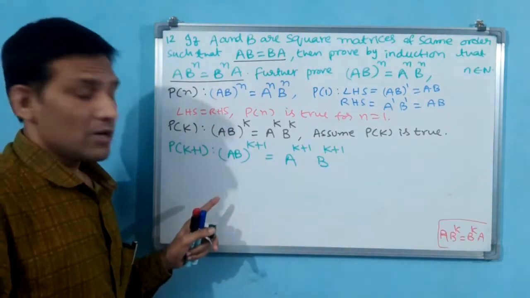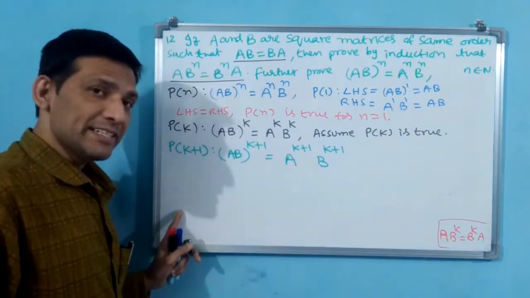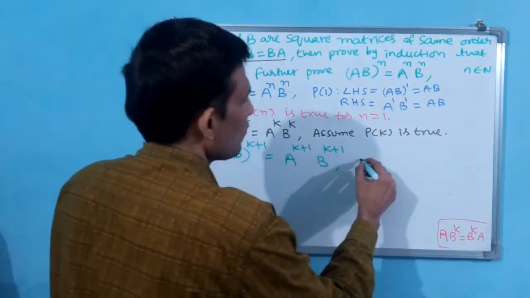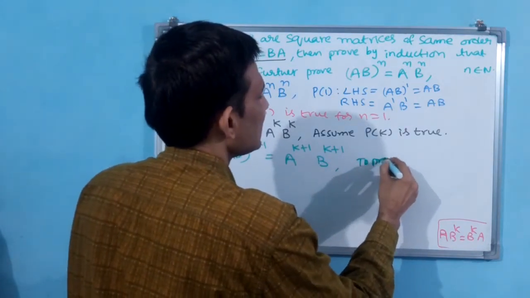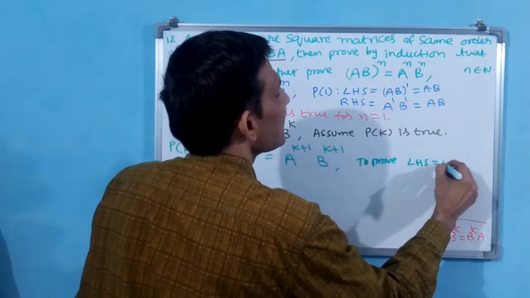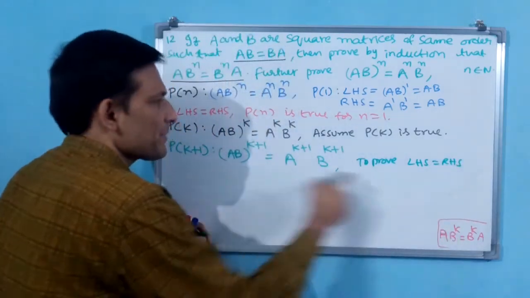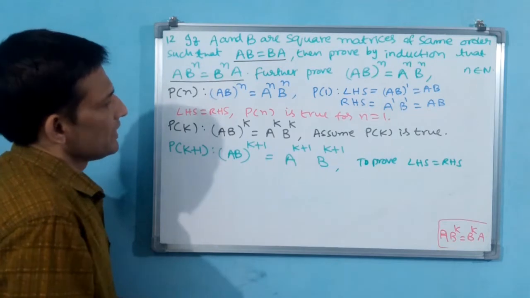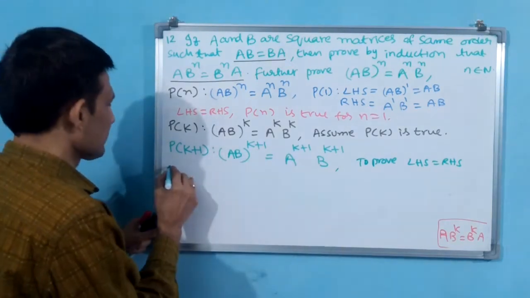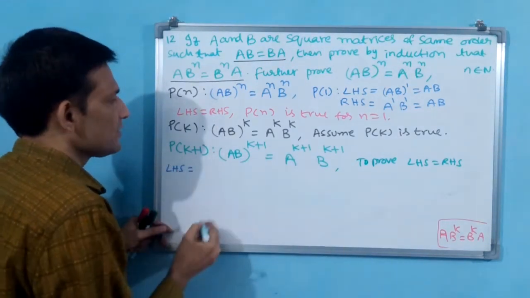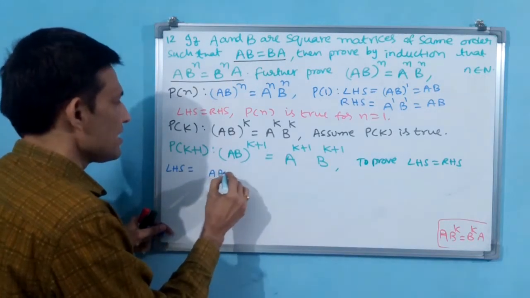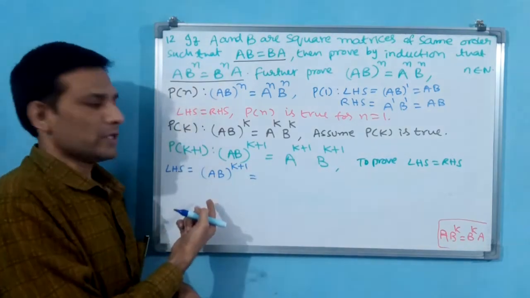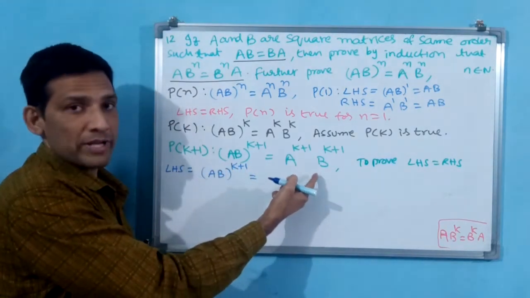What you have to do now? You have to prove this. You have to take only LHS and prove that RHS has to come. Write down here: to prove LHS is equal to RHS. That means P of k plus 1, you have to prove LHS is equal to RHS. Okay, now let us take LHS. LHS is equal to AB whole power k plus 1. Okay, this is LHS, but finally you have to bring this one.